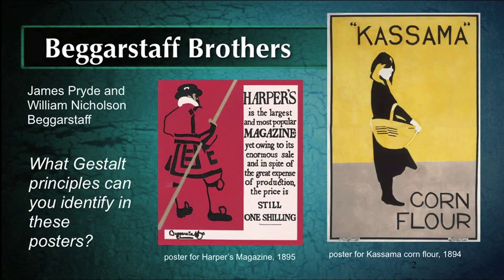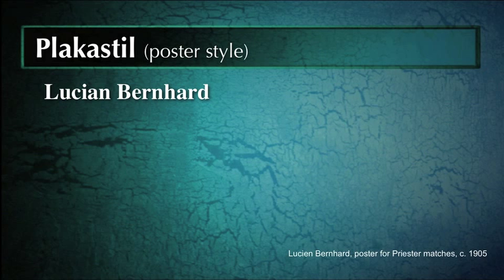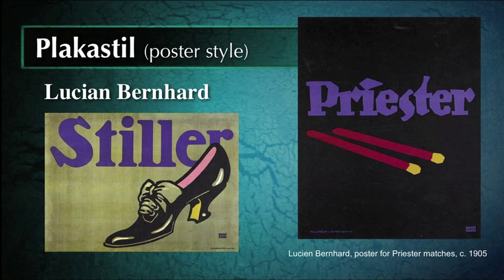Moving on from the Beggarstaffs, we're going to talk about Plakatstil and Lucian Bernhard. Lucian Bernhard was a self-taught artist who established the approach to poster design using flat color shapes, the product name, and the product image. Here are two examples of his work. In his failing efforts to support himself, he found an advertisement for a poster contest for Priester matches. He entered the contest and won on the convincing argument of a late juror who pulled one of his posters from the trash. He had successfully reduced communication to one image and one word.